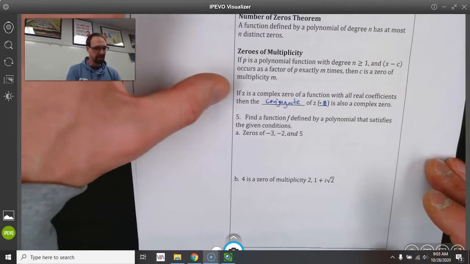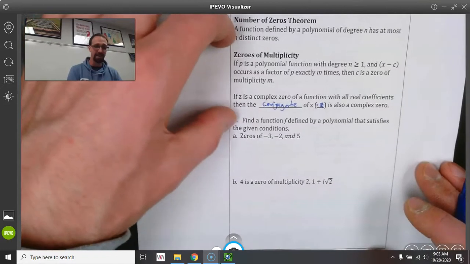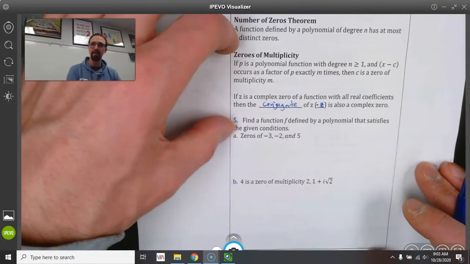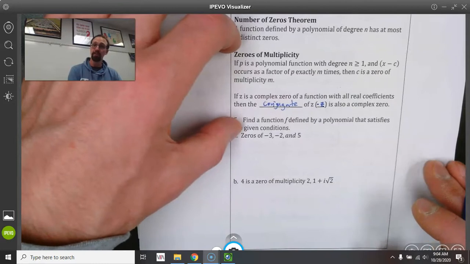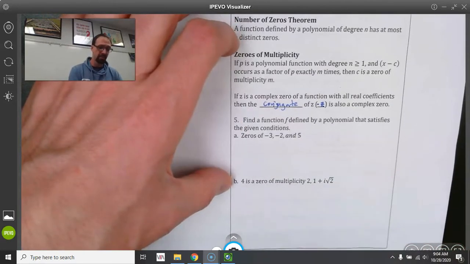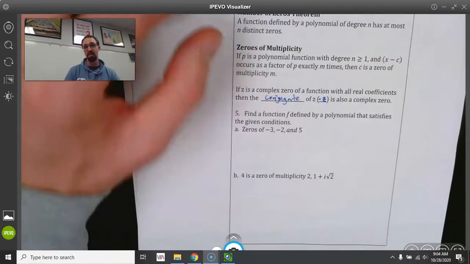So in this next video, we're really going to jump into finding the function and identifying the polynomial if I'm giving you those zeros. Note for this first one that you just have integers, but for the second one, we're starting to get into multiplicity and some imaginary numbers.